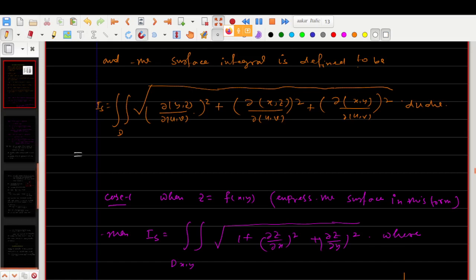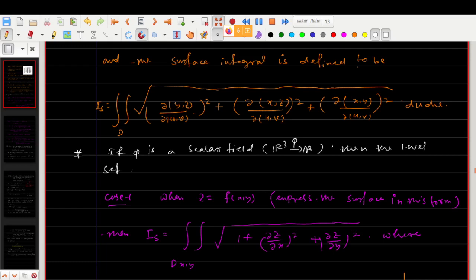So just one line I have to write here. If phi is a scalar field, say a map from, in our case, R3 to R, you can take it to be Rn to R also, then the level set is phi inverse of C for some C. You can take it to be 0 or any number C. If you look at the inverse image of a point, then you will get a surface in R3. So we will study surface integral for those surfaces which are coming in this way and the other one which is coming from the vector fields that I have just written.